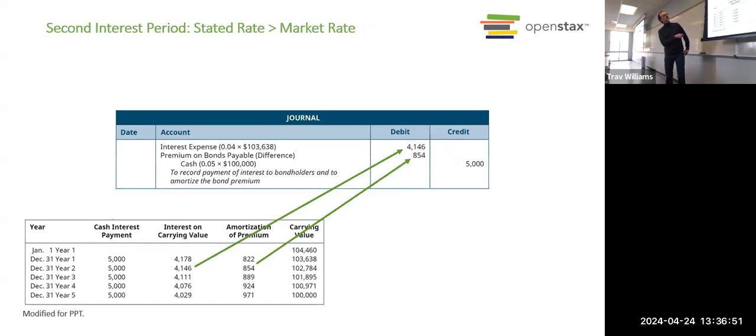I think this is just this. Yeah, this is the next year. So year 2, now we're taking the new carrying value times the market rate to get the new interest on the carrying value, right? So in year 2, that would be the amount of the interest expense, and that would be the amortization of the premium, right? But we're still paying out $5,000 to the investors. And then you see it continues to change every year until the bond matures.